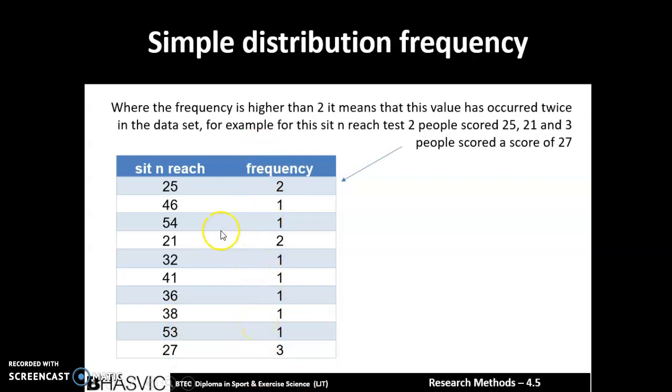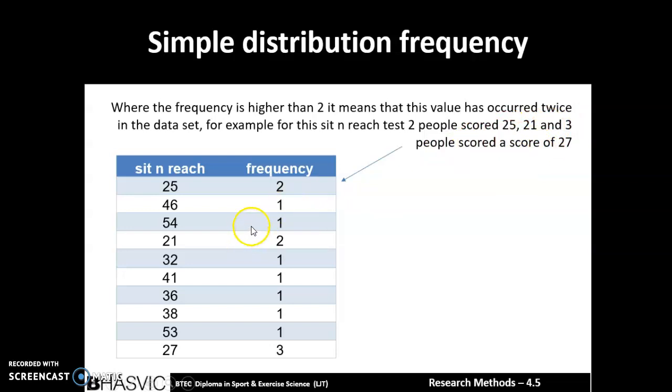Basically saying how many times that value was scored by an individual or multiple individuals. So where the frequency is higher than 2, it means that this value has occurred twice in the data set. For example, for this sit and reach test, 2 people scored 25, 21, and 3 people scored 27.